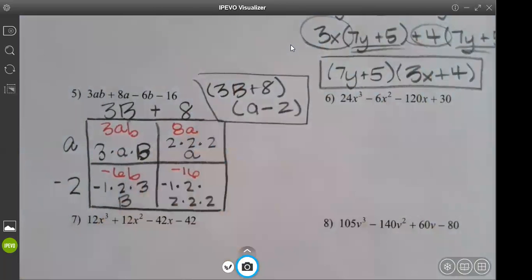I don't care which method you use. Okay. I like this one because it helps you with those positives and negatives. Okay. If it's all positive, I like the grouping, whatever.